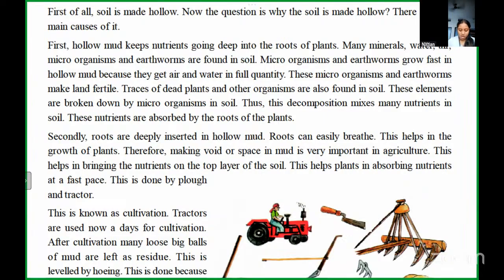This helps in bringing the nutrients to the top layer of the soil. When we make holes, the humus shifts like that, and the nutrients come to the top layer. Nutrients spread nicely in the ground, so this helps the plants absorb them nicely.